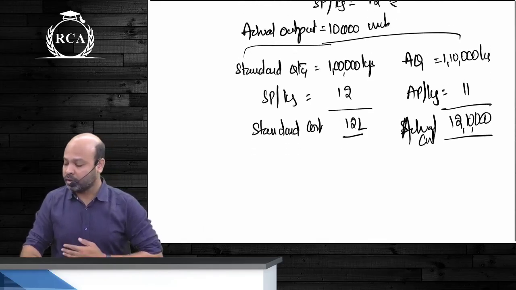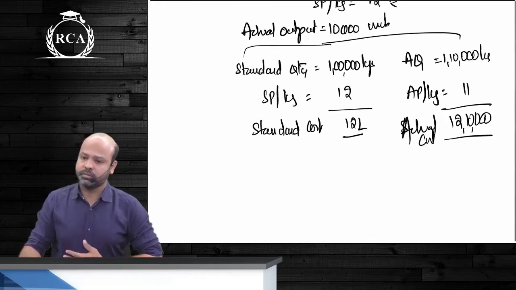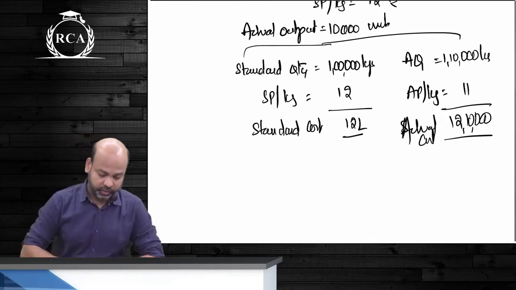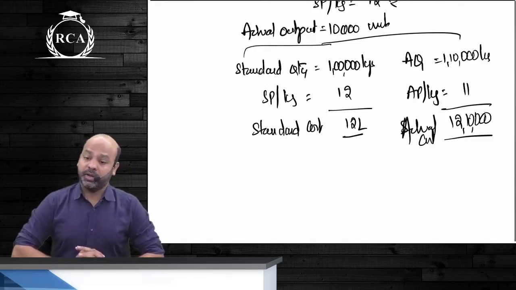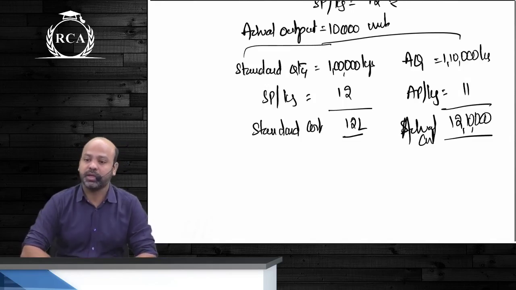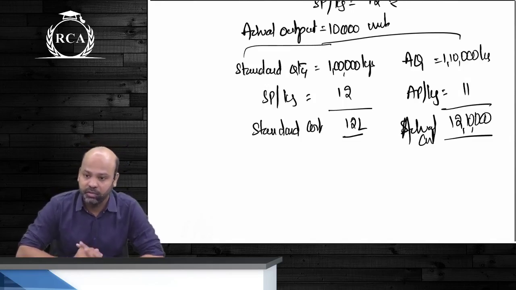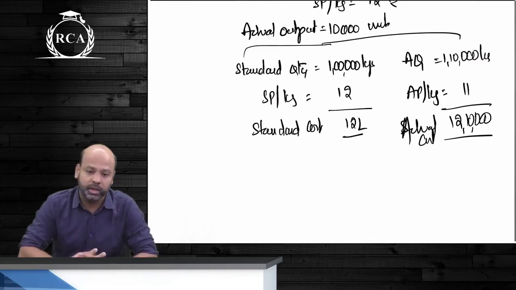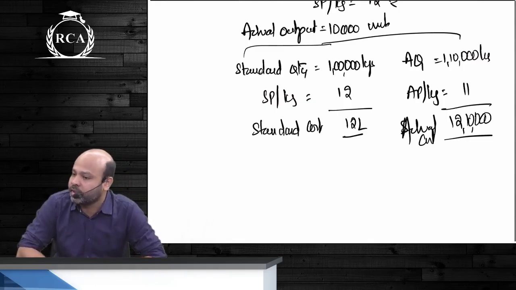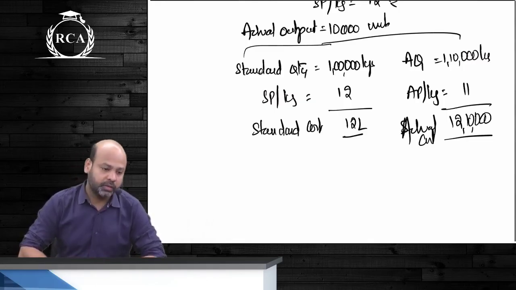What do you think went wrong? Two things. What are the two things? The price at which the raw material was procured is less than the standard. That's favorable, that's not adverse. You were supposed to buy the raw material at 12 rupees, but instead we ended up purchasing it at only 11 rupees. Yes or no? The other part is the quantity.